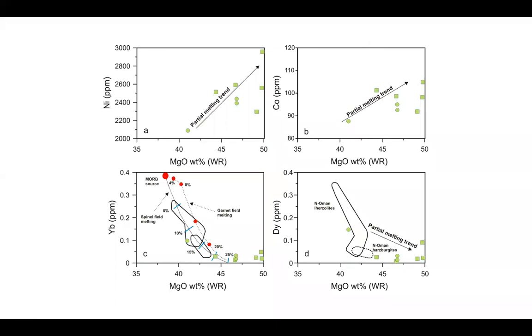Ytterbium is highly compatible with garnet and incompatible with clinopyroxene and spinel. Some impregnated harzburgites have higher ytterbium compositions. In addition, they are residues after 15% partial melting, which indicates that they were depleted in the garnet field first.